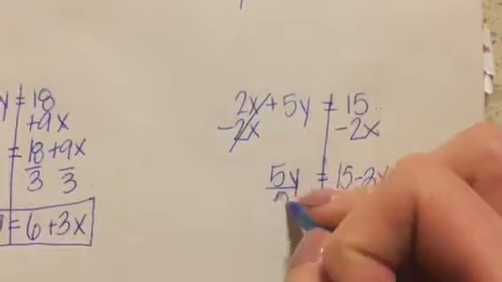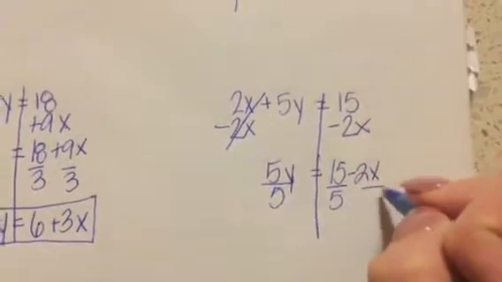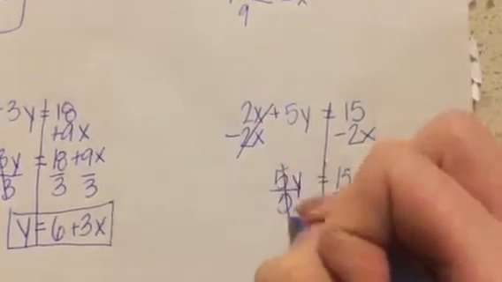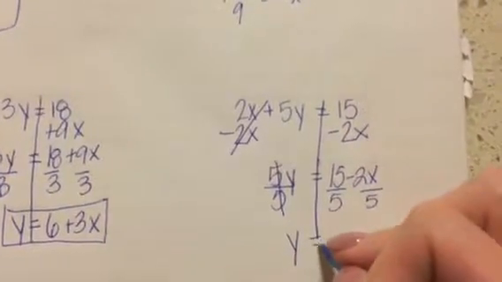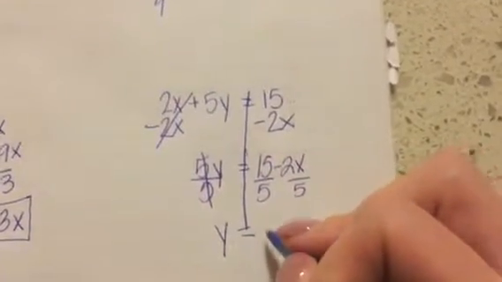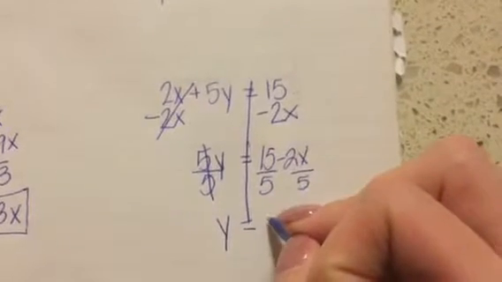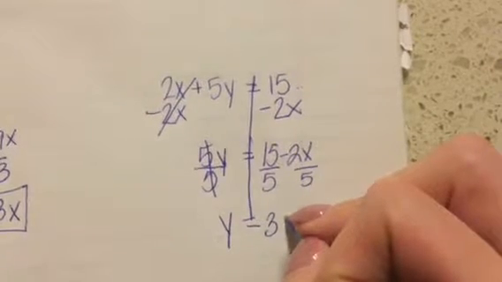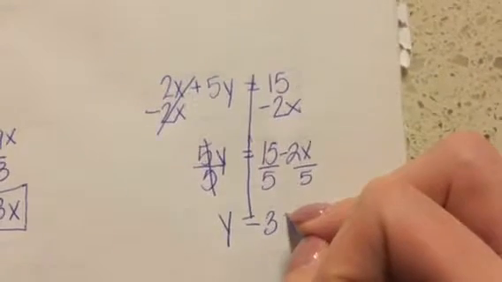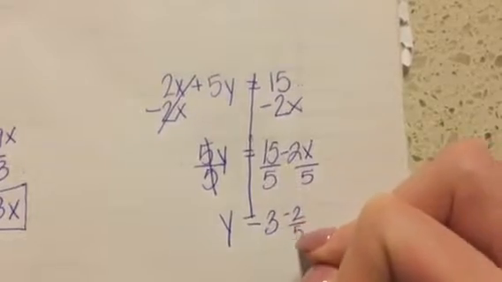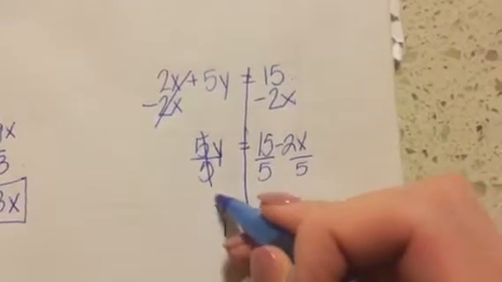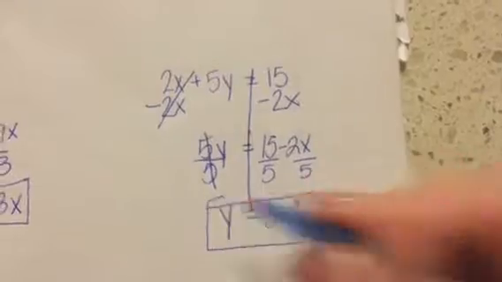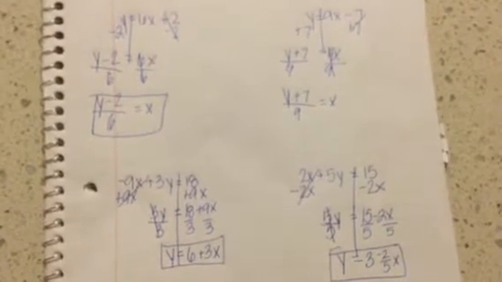The final step is to divide everything by 5. My 5's cancel. I'm left with y equals 15 divided by 5, which is 3, and negative 2 divided by 5, which I type into my calculator and I actually get a decimal, so I'm going to leave it as negative 2/5 x. Again, this is Learning Target 1A, which is solving equations from formulas.